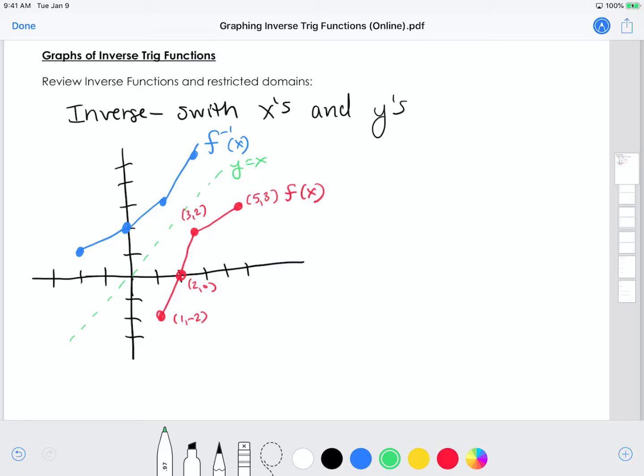So the whole idea with inverses is you switch the x's and the y's, and because of that, the domain and range get swapped too. Because the domain of f of x is the set of all x's, and the range of f of x is the set of all y's. So when they get swapped, the domain of f of x now becomes the range of f inverse, and the range of f becomes the domain of f inverse.